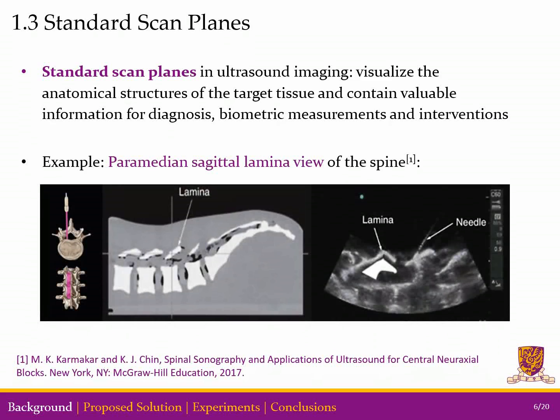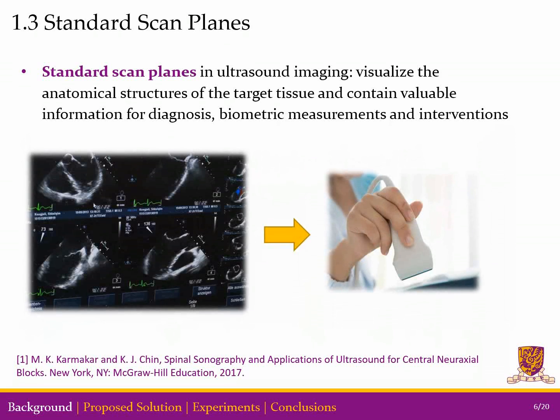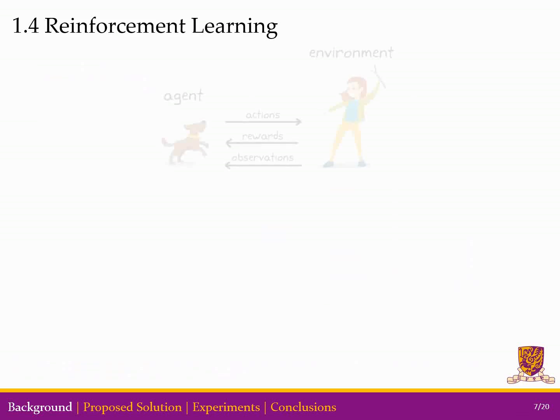For example, this figure shows the paramedian sagittal laminar view, which is one of the standard scan planes of the spine. In order to search for the standard scan planes in the ultrasound acquisitions, an expert sonographer will continuously observe the ultrasound images and make decisions to navigate the probe until reaching the desired position.